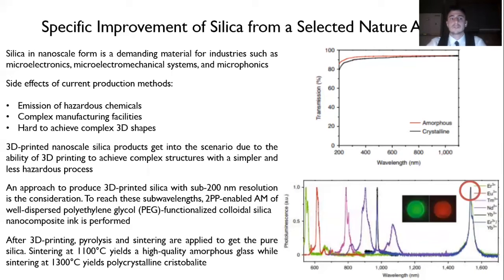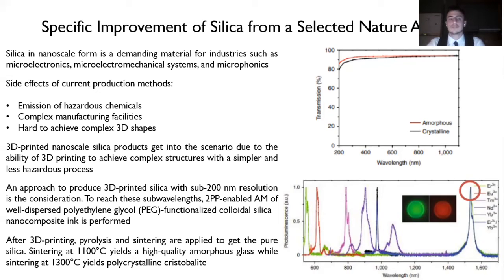3D shapes. 3D printed nanoscale silica products get into the scenario due to the ability of 3D printing to achieve complex structures with a simpler, less hazardous process. An approach to produce 3D printed silica with sub-200 nanometer resolution is the consideration of this paper. To reach these sub-wavelengths, 2PP-enabled additive manufacturing of well-dispersed polyethylene glycol functionalized colloidal silica nanocomposite ink is performed at first. Then after 3D printing, pyrolysis and sintering are applied to get pure silica.